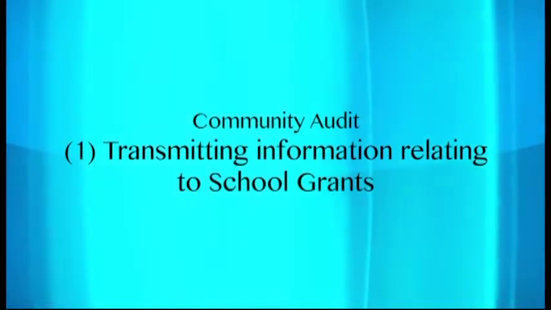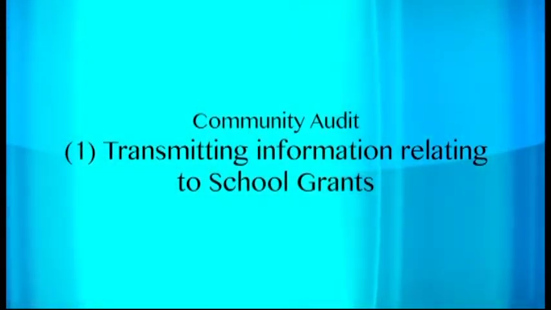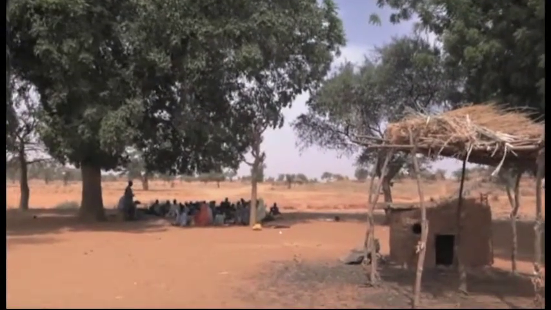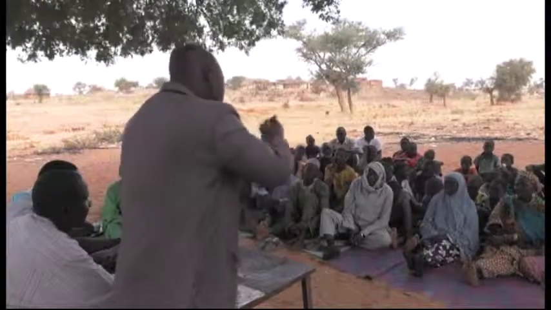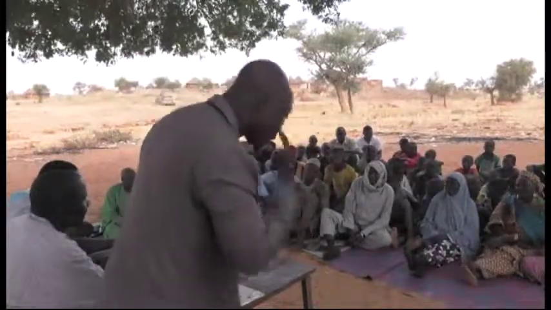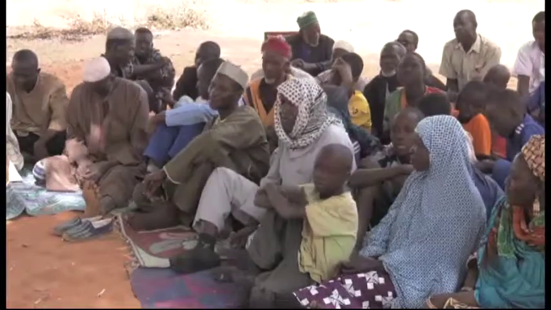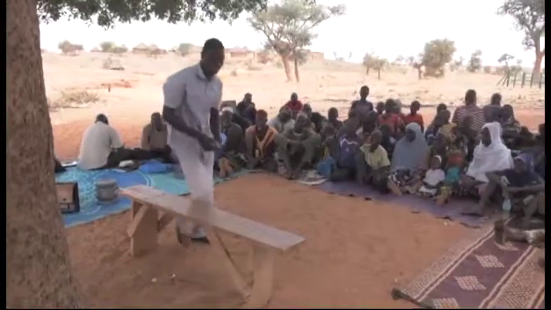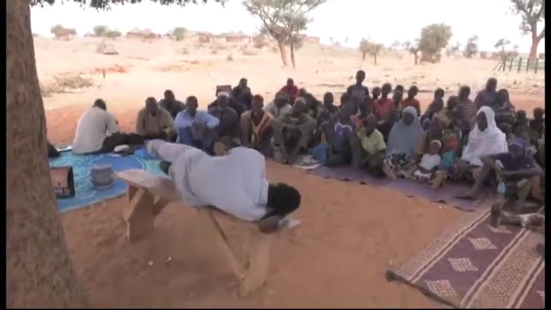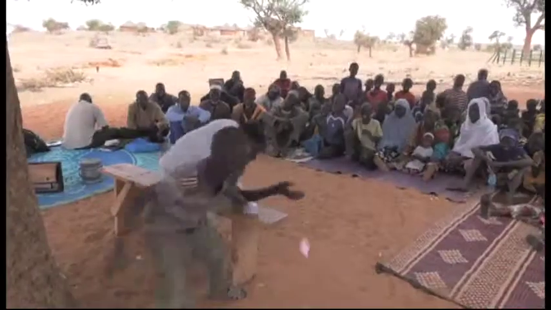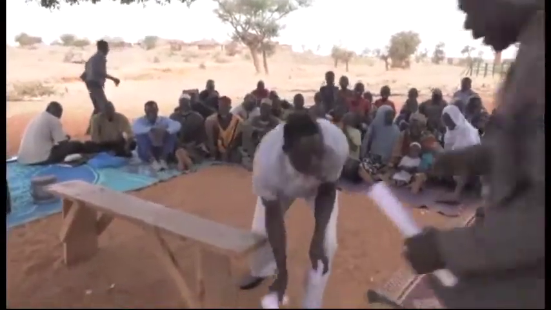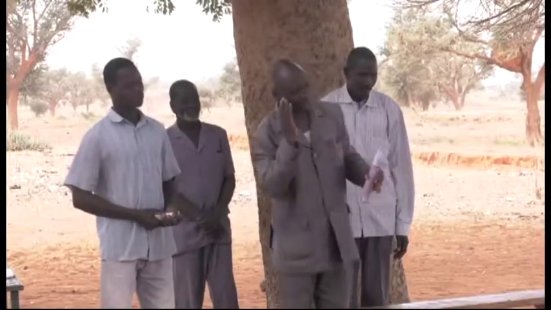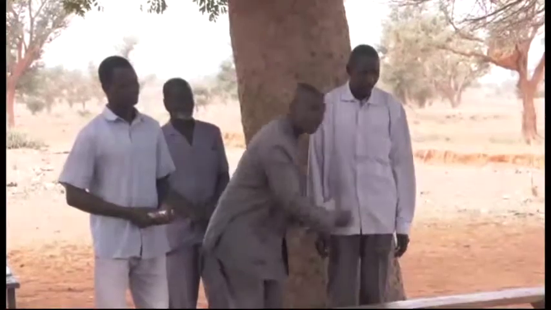One, transmitting information relating to school grants. First, information concerning any school grant received is shared at the community meeting, so the objectives of the school grant and the significance of appropriate management are highlighted. By means of simulations, etc., community awareness of the processes involved in school grant management and utilization is improved. Problems involved in managing school grants and using them appropriately are also discussed.